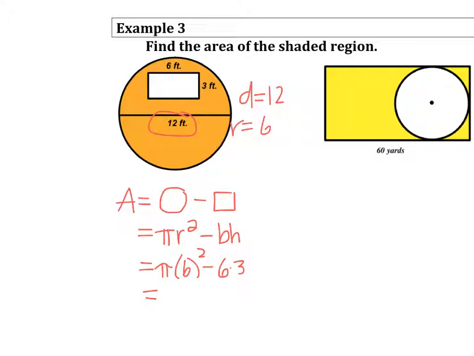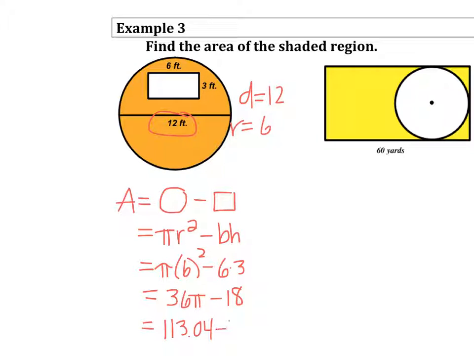So now I'm going to go ahead and further solve. 6 squared is 36 pi. 6 times 3 is 18. Now, I'd love to put these together, but I can't. Since the first term has a pi and the second one doesn't, I'm going to have to solve with pi first. So 36 times 3.14.